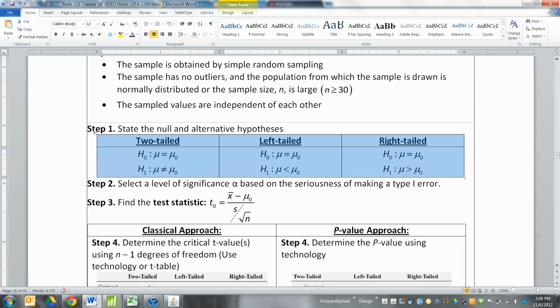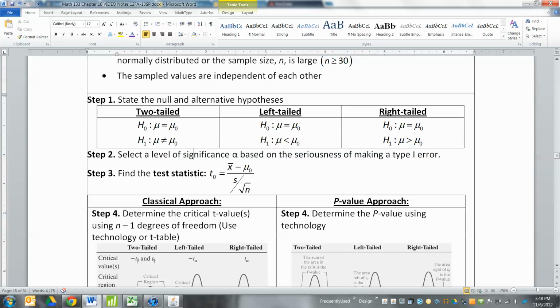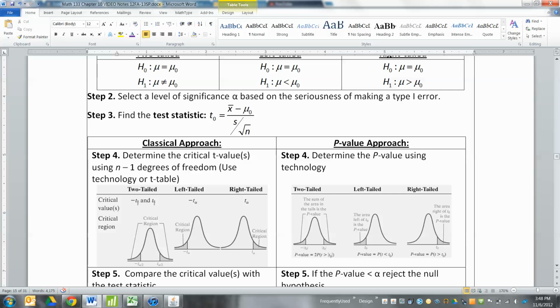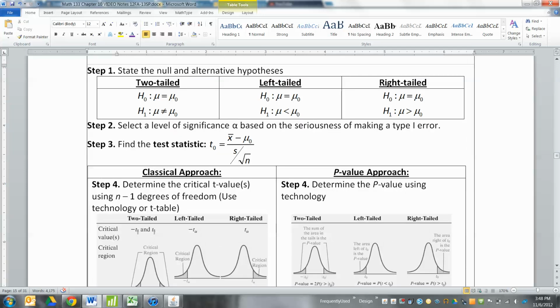We have our options for our hypotheses. Notice that the null hypothesis always has equals, just like before. And then we can have two-tailed, left-tailed, right-tailed, depending on what our alternative claim is. We have our alpha level, our test statistic, which should look a bit familiar: you take your mean minus your assumed population mean, and you divide it by your standard error, s over the square root of n.